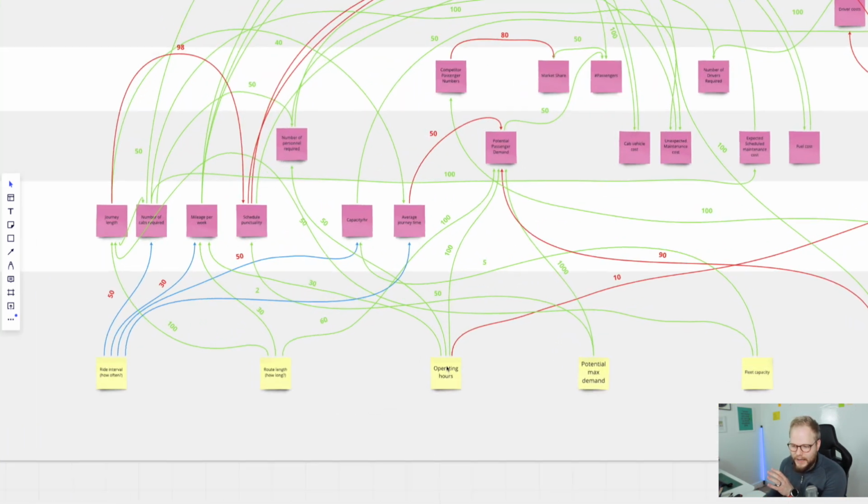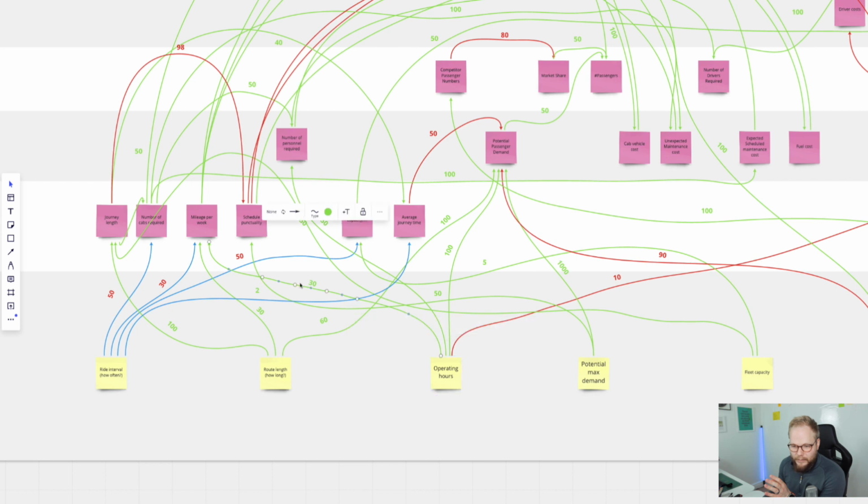So what they are saying and what's the result here is that if, let's say, they would increase operating hours, as you can see, there is a lot of different trails saying that the operating hours directly affect potential passenger demand. So if you decrease operating hours, the demand might go lower. That does make sense, right?